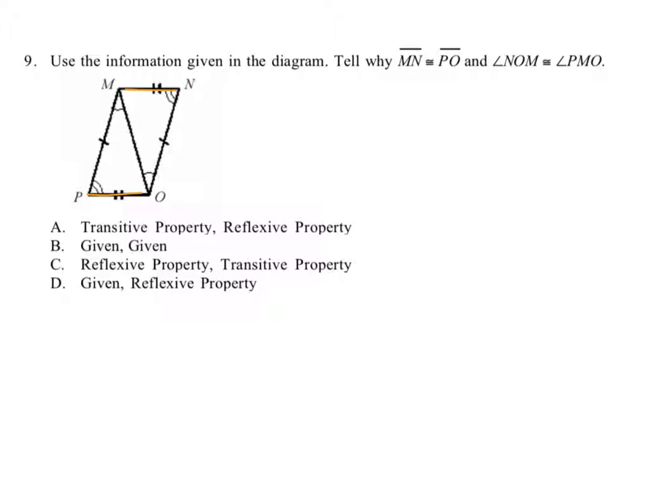It's given, so it's going to be either B or D. I'm going to cross out A, cross out C. And why is angle NOM, that's this angle, congruent to angle PMO, and that is that angle? Well, how do we know that those are congruent? The angle marks. So that's also given to us. So it's not D, it's just B. They provided us with all of that information. That's how we know it.